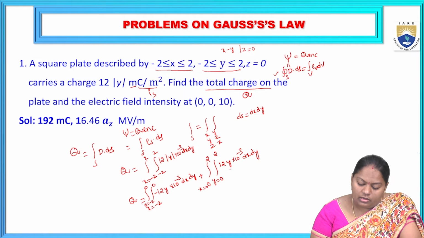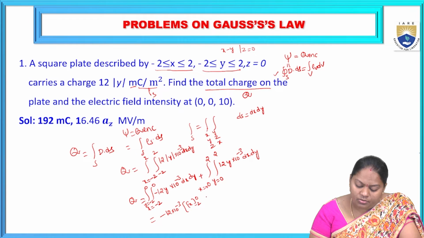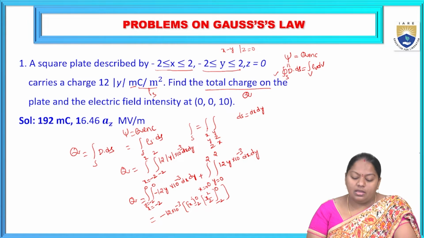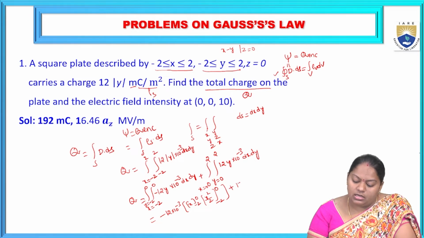Right? So if you are going to evaluate this one, minus 12 into 10 power minus 3 is common, and if you are integrating this one with x limits as -2 to 0, and for y it is y square by 2, and if you substitute limits 0 to 2, this is the evaluation for the first integral. Then plus 12 into 10 power minus 3, and again integrating with respect to x, it is x, limits are 0 to 2, and for y it is y square by 2, limits are 0 to 2.